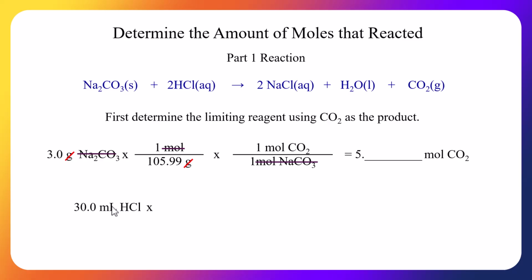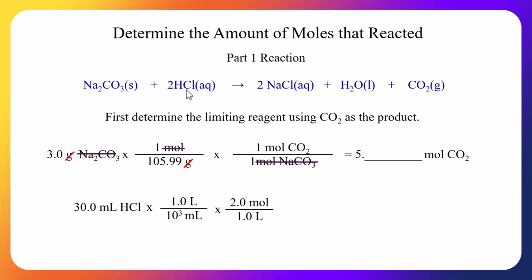So first let me go to liters. 10 to the third milliliters is 1 liter. So at the first step I went from milliliters to liters. Next I'm going to go from liters to moles because this is the molarity. I know for every 1 liter of the solution I have 2 moles of the HCl. So now I'm at moles of HCl.